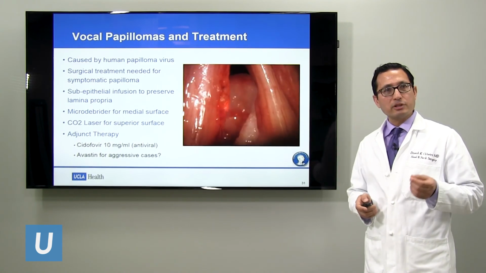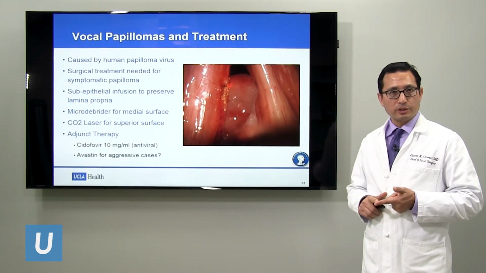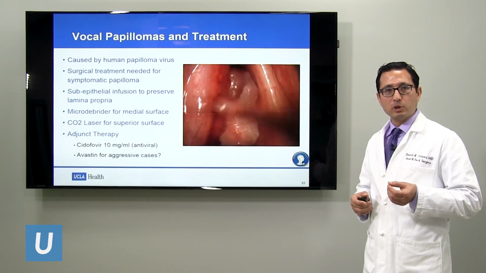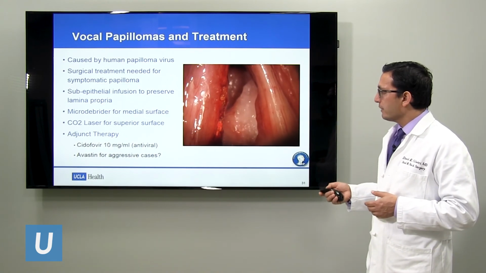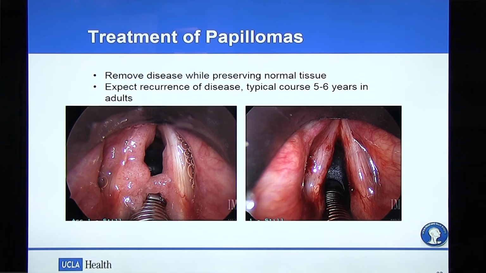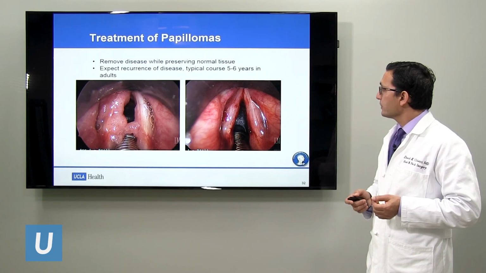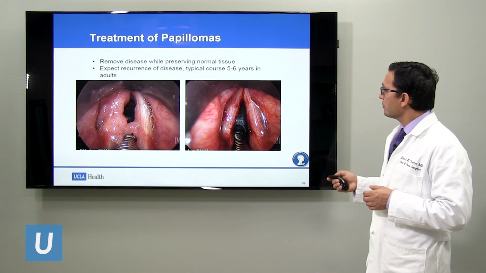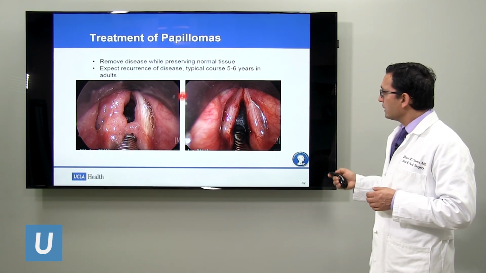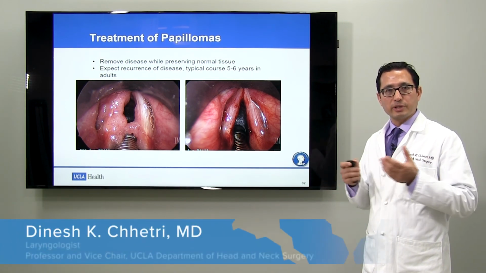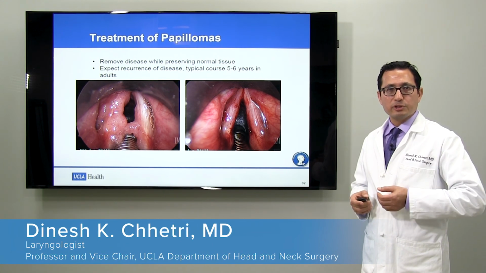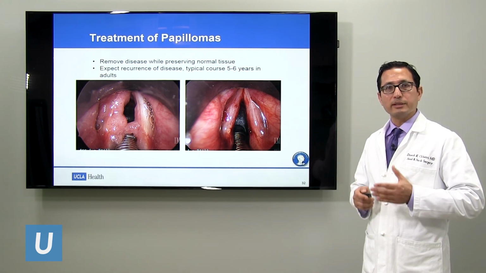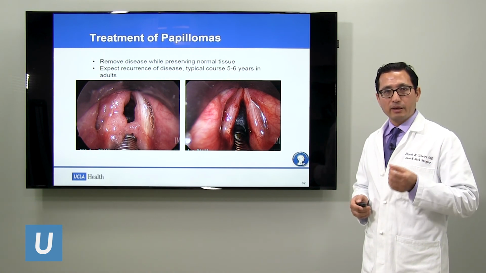Occasionally, we have to give adjunctive therapy, and typically we treat the lesions with cidofovir, which is an antiviral drug. And occasionally, if a patient has significant recurrence of papillomas or the frequency of surgery is very high, then we will treat with Avastin. So the key again for treatment of papillomas is to remove all the disease while leaving normal tissue behind. Because the papillomas do recur, we try not to be too aggressive, and we just want to remove as much of the disease as possible while leaving a nice straight edge and allowing all the vibration to take place. The disease course for papillomas is usually 5 to 6 years, meaning that the disease will die off during that time. So again, the goal is to preserve all the normal tissue so when the disease process has ended, you are still left with a viable larynx.